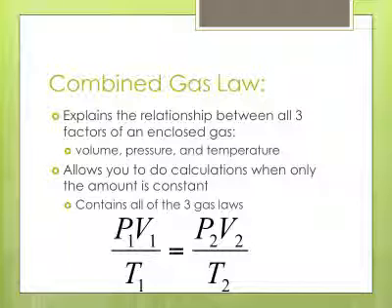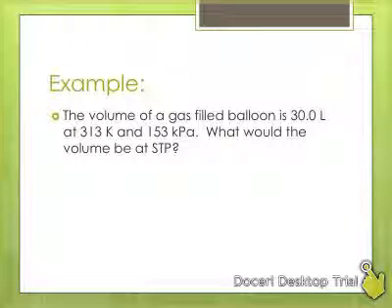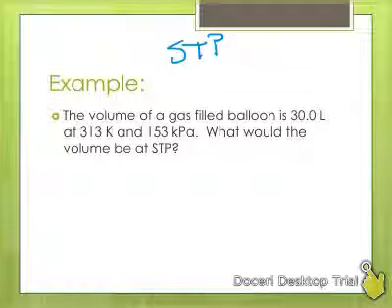All right, we ready for the hardest example of today? Yes. Okay. So this one says the volume of a gas-filled balloon is 30 liters at 313 Kelvin and 153 kPa. What would the volume be at STP? Now, on your quiz day, we saw that STP was what? Standard temperature and pressure.